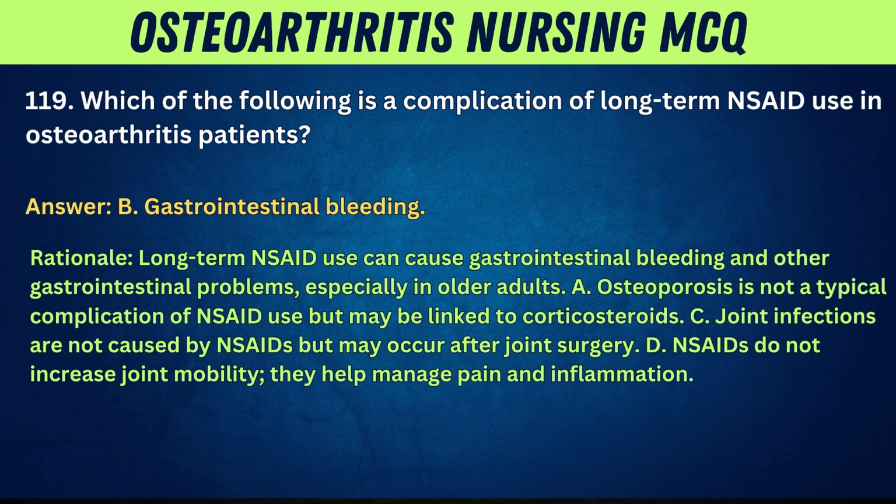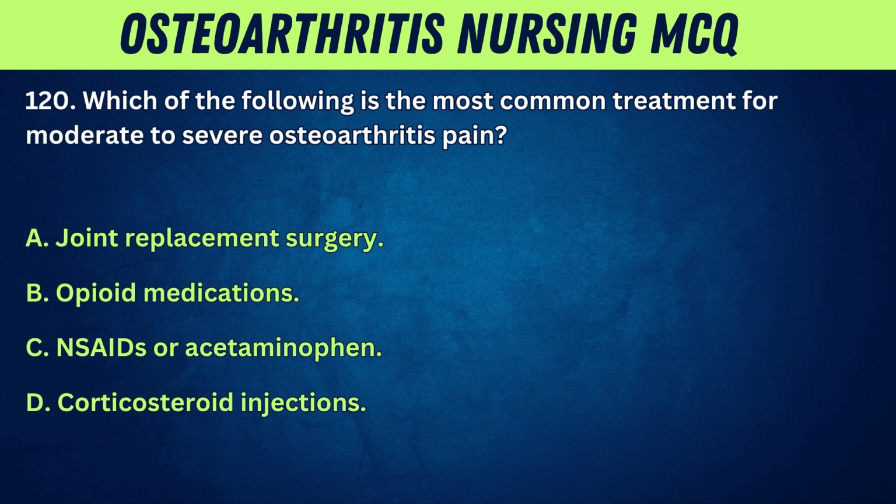A. Osteoporosis is not a typical complication of NSAID use, but may be linked to corticosteroids. C. Joint infections are not caused by NSAIDs, but may occur after joint surgery. D. NSAIDs do not increase joint mobility. They help manage pain and inflammation. 120. Which of the following is the most common treatment for moderate to severe osteoarthritis pain?